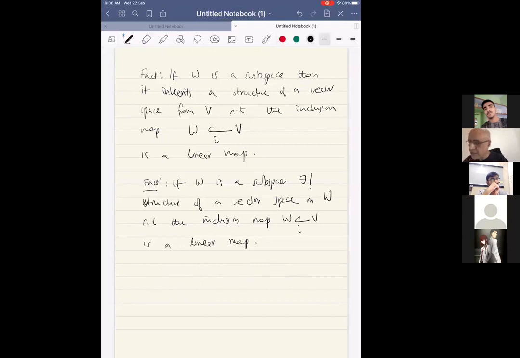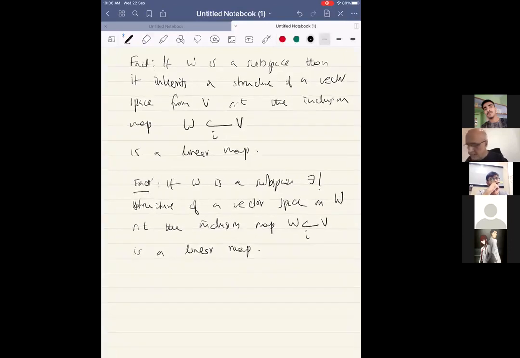Sir, since W is also a vector space in itself, and we know that every element. Wait, Shakti, wait. That is what I'm trying to prove. I'm trying to prove that a non-empty subset which is closed under addition and scalar multiplication has a structure of a vector space. That is what fact prime is.